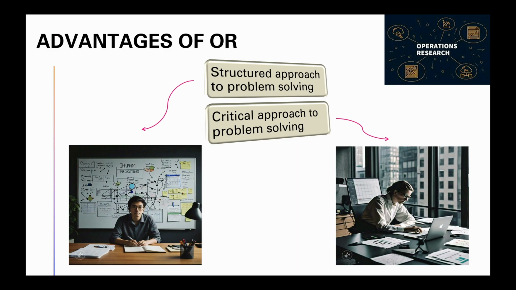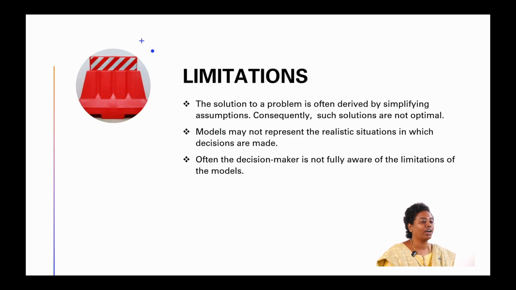In critical approach, the decision maker will come to understand various components of the problem, accordingly select a mathematical model for solving the given problem. He'll become aware of the explicit and implicit assumptions and limitations of such models. Limitations of OR. The solution to a problem is often derived by simplifying assumptions. Consequently, such solutions are not optimal. Secondly, at one point, models may not represent the realistic solutions and situations in which decisions are made. And also, often the decision maker is not fully aware of the limitations of the model.